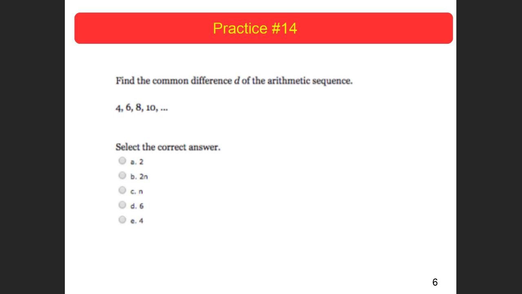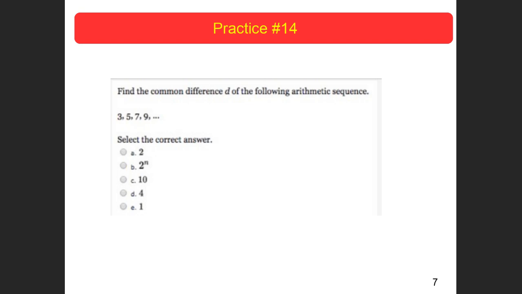Find the common difference, d, of the arithmetic sequence. 4 to 6, 6 to 8, d is equal to 2. Find the common difference of the arithmetic sequence. 3, 5, 7, 9. Looks like 2 also.